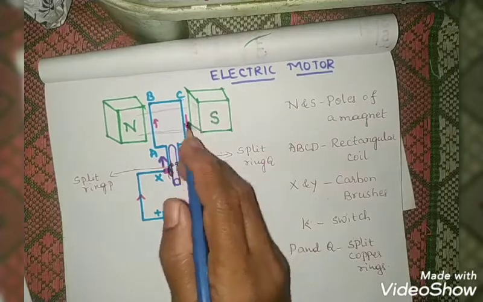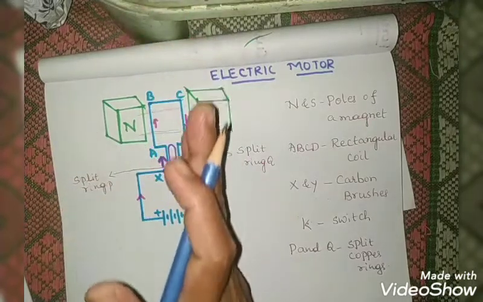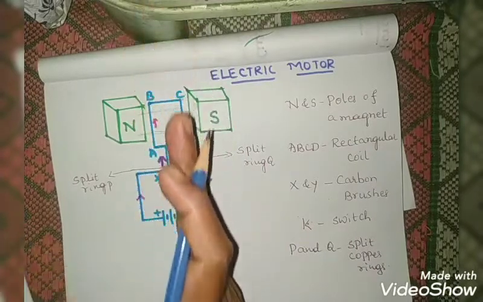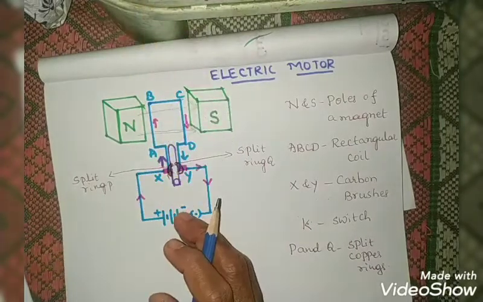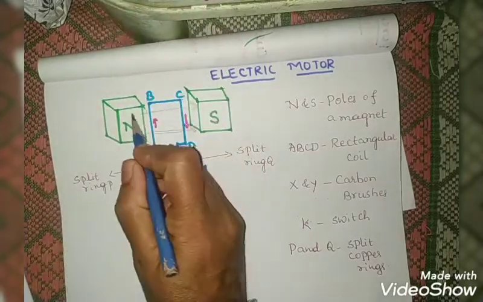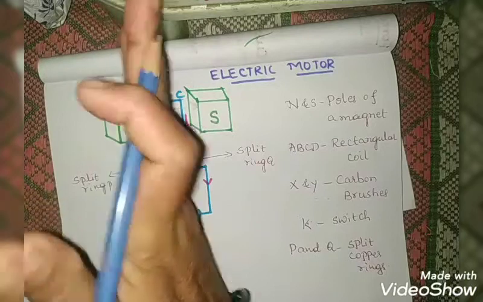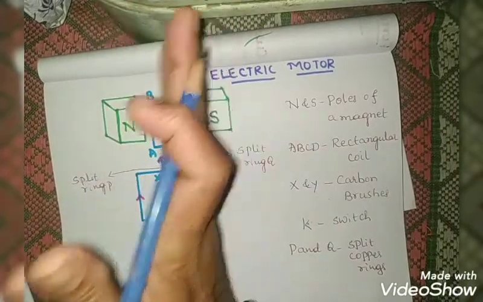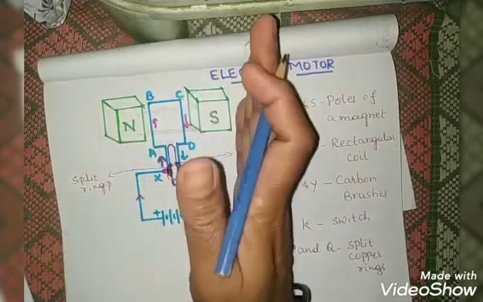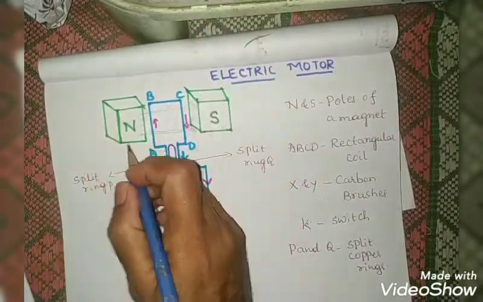So then what will be the direction of the rectangular coil? That will always be perpendicular to the direction of the magnetic field. So you can observe here, this is perpendicular. This is the direction of the magnetic field. This is the copper coil, the arms of the copper coil. AB and CD are the arms. They are perpendicular to the direction of the magnetic field.